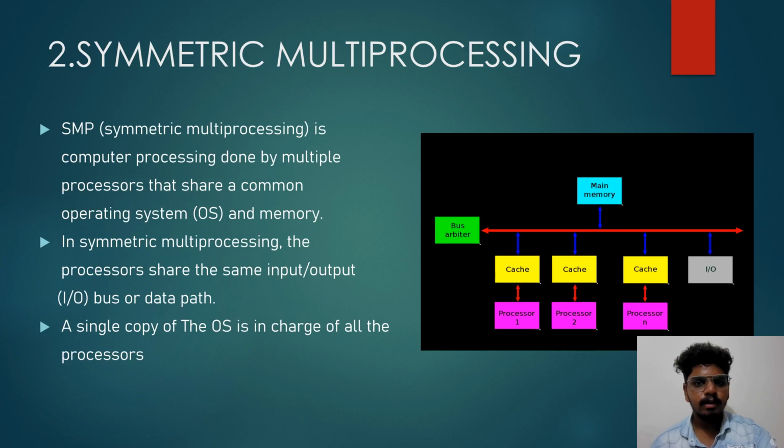Second type, symmetric multiprocessing. Symmetric multiprocessing is computer processing done by multiple processors that share a common operating system and memory. In symmetric multiprocessing, the processors share the same input-output bus or data path. A single copy of the OS is in charge of all of the processors.